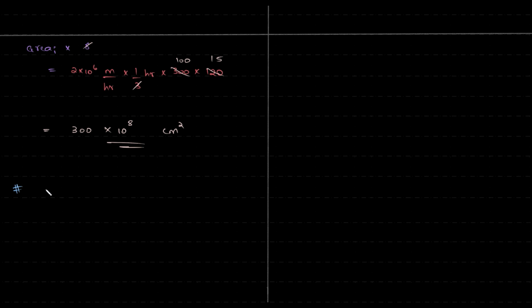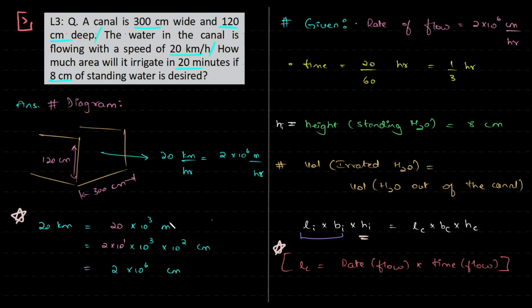So irrigated area is equal to 300 into 10 to the power of 8 centimeter square, and that would be your answer.